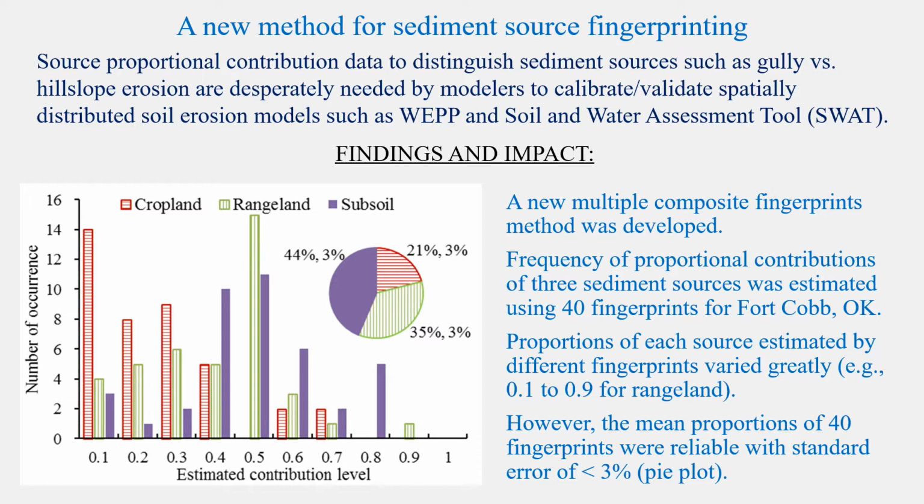In the chart, you can see that 4 fingerprints estimated rangeland contribution, shown in green, to be 0.1 or 10%. 1 fingerprint estimated the rangeland contribution to be 0.9, and 15 fingerprints estimated the rangeland contribution to be 0.5. However, the mean across all 40 fingerprints is 35%, plus or minus 3% standard error.